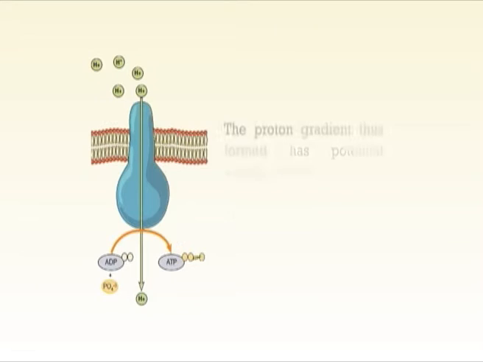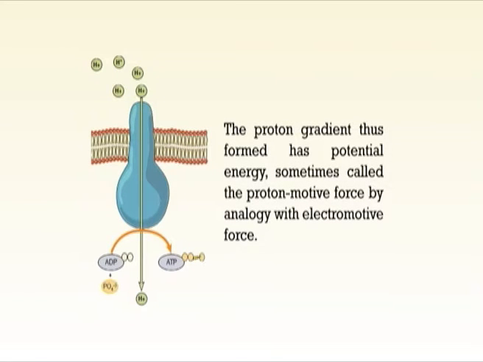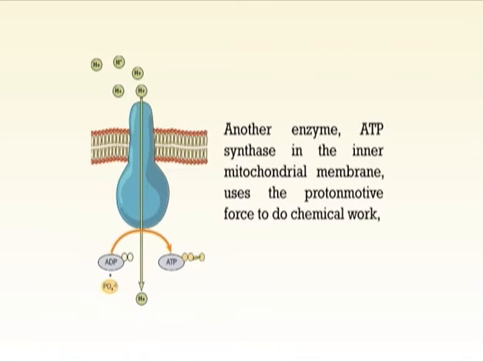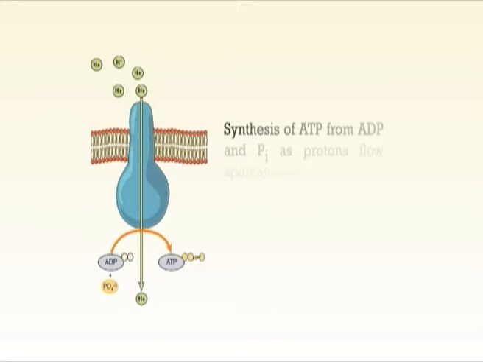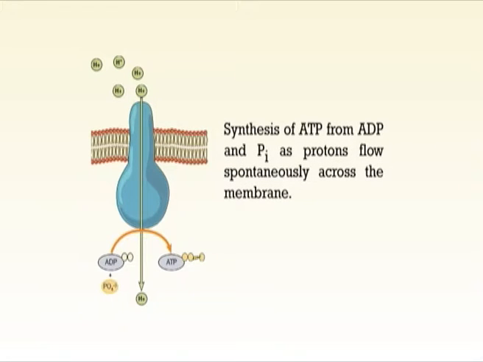In the mitochondrion, for example, membrane-bound enzymes couple electron flow to the production of a transmembrane pH difference, accomplishing osmotic and electrical work. The proton gradient thus formed has potential energy, sometimes called the proton-motive force by analogy with the electromotive force. Another enzyme, the ATP synthase in the inner mitochondrial membrane, uses the proton-motive force to do chemical work, that is, synthesis of ATP from ADP and inorganic phosphate as protons flow spontaneously across the membrane.